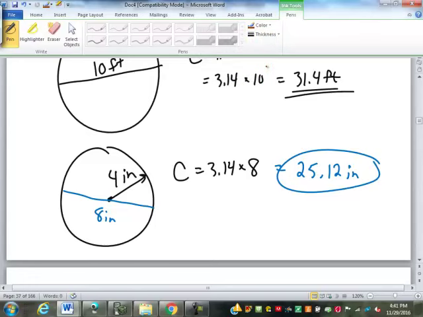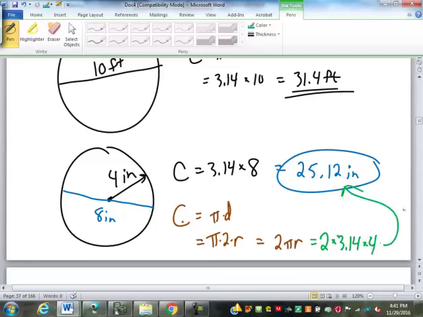Now we could use the radius, since the circumference is pi times the diameter, and we know that the diameter is 2 times the radius, right? So it's pi times 2 times the radius, or quite often written as 2 times pi times the radius, like that. We can find the circumference like that. It would give us the same result. We would have just done 2 times 3.14 times 4. That gives us the same thing, 25.12.